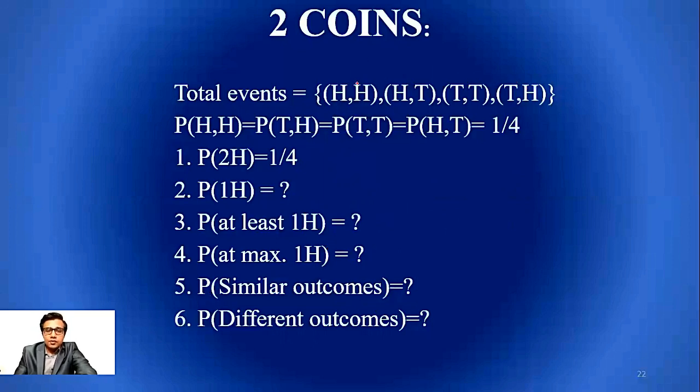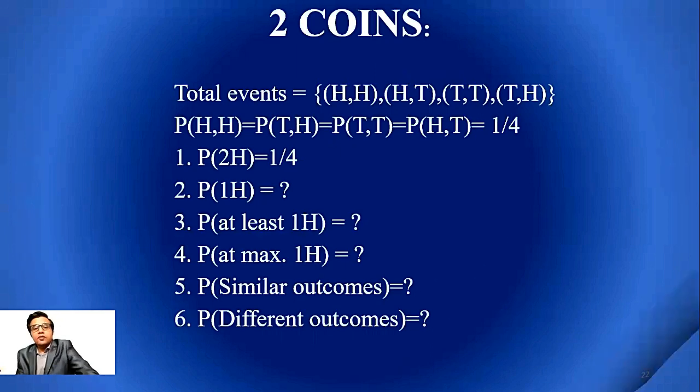How about similar outcome? Out of 4, in which events the outcomes are similar? This and this. Head-head, tail-tail. So answer will be 2/total, that is 2/4. Similarly, different outcomes. Tail-head and head-tail. Two events are favorable. Answer is going to be 2/4. So these are the possible questions in two coins.